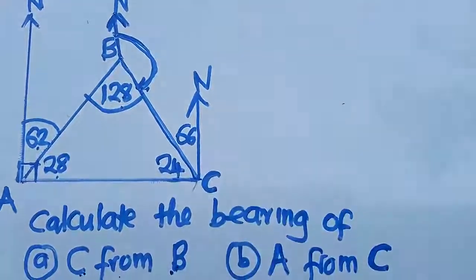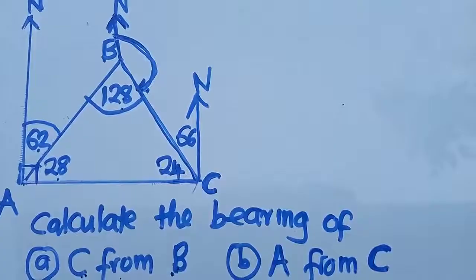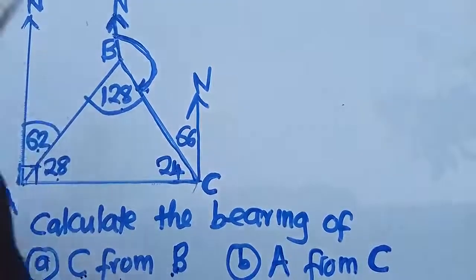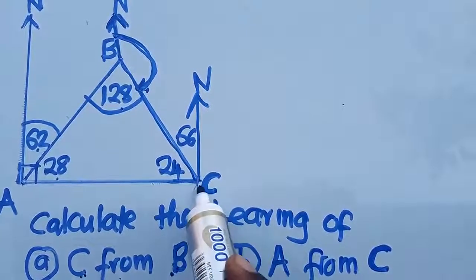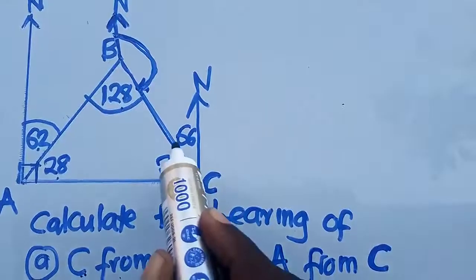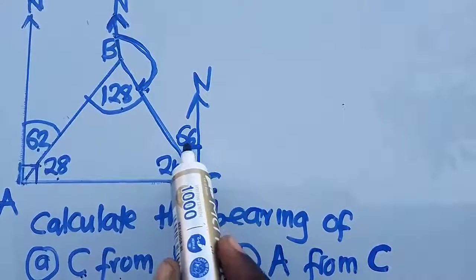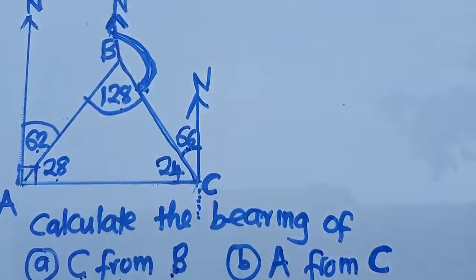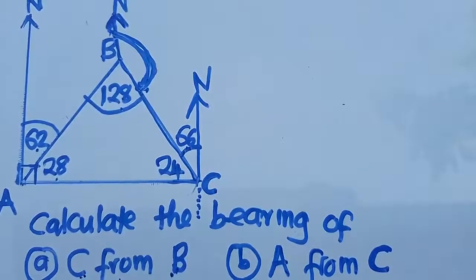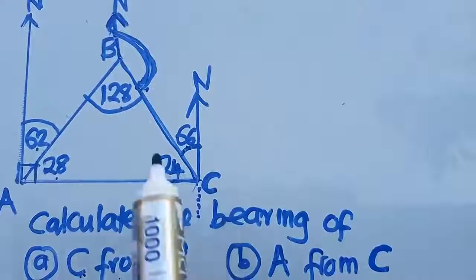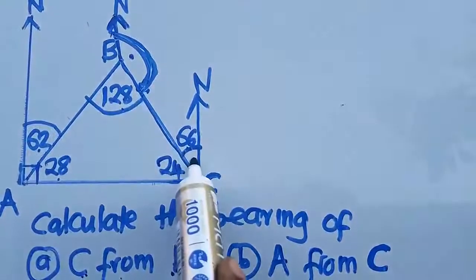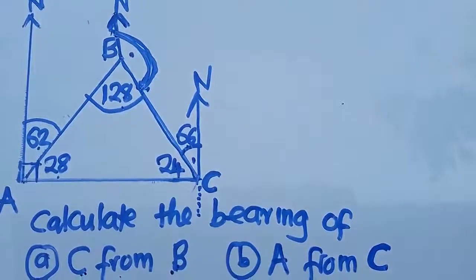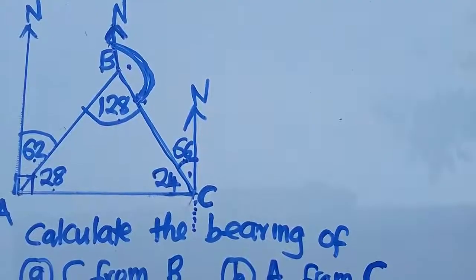So I'm able to work out everything. So how can I find the angle that is there? If I extend this one like this, the angle that is here, which is a 66, and the angle that is there should add up to what? 180. Have you seen? The angle that is there and the angle that is here should add up to 180.